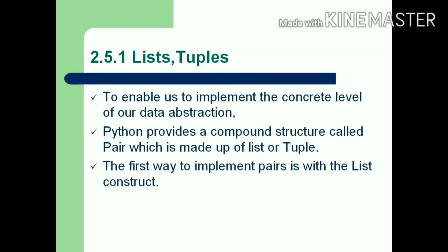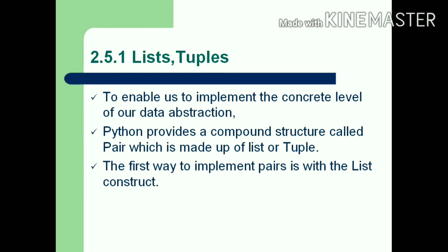Next topic is lists and tuples. These are the two components Python provides, a compound structure called pairs. By using this we can achieve data abstraction in Python programming. These concepts are used to enable us to implement the concrete level of our data abstraction. Concrete means the topmost and strongest level of data abstraction.